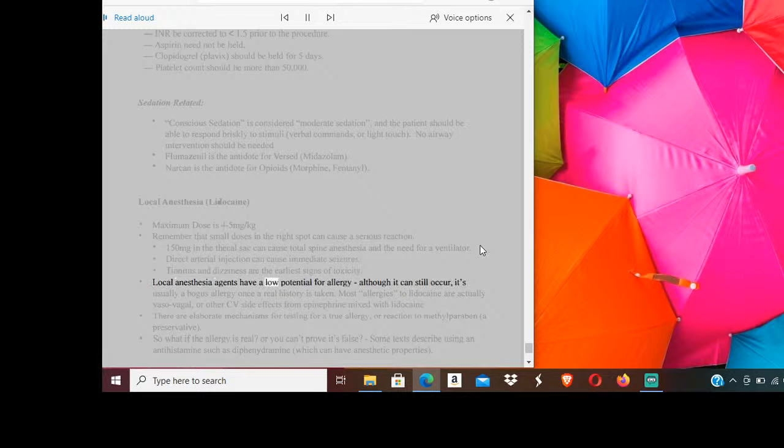Local anesthesia agents have a low potential for allergy, although it can still occur. It's usually a bogus allergy once a real history is taken. Most allergies to lidocaine are actually vasovagal, or other cardiovascular side effects from epinephrine mixed with lidocaine. There are elaborate mechanisms for testing for a true allergy, or reaction to methylparaben, a preservative.